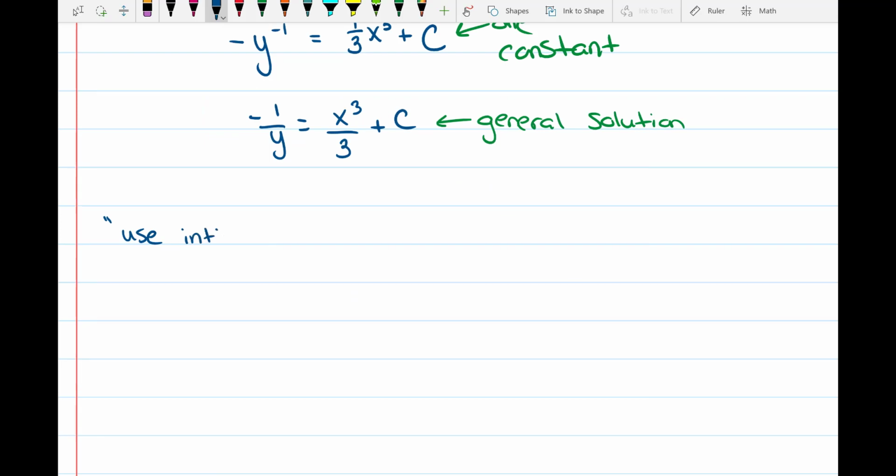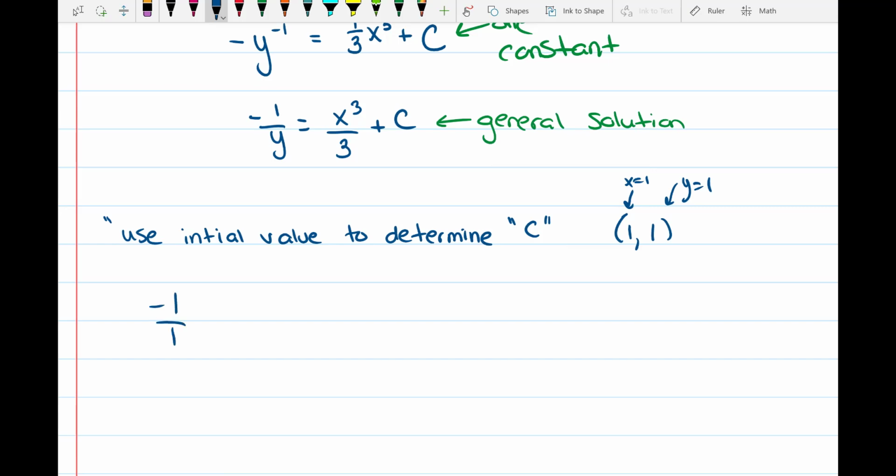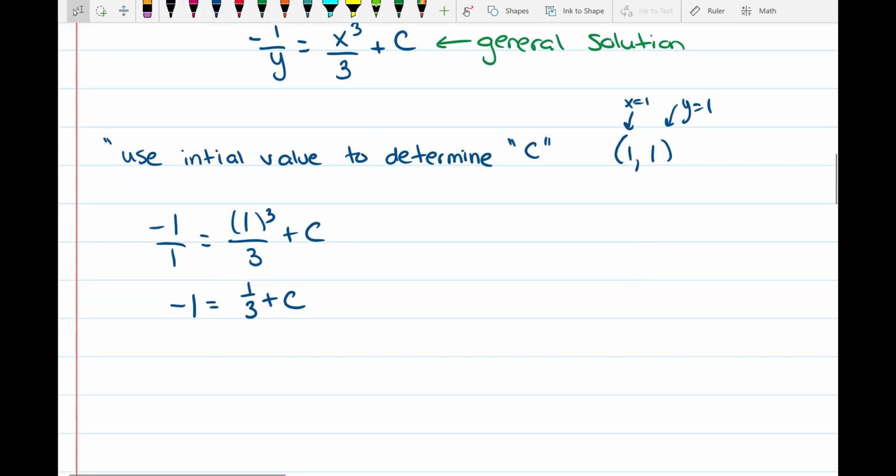And now we're going to use our initial value to determine c. So if we go back to the beginning, our initial value is 1, 1, because x equals 1 and y equals 1. So we just plug those in, and we get negative 1 over 1 equals 1 cubed over 3 plus c. So I get negative 1 equals 1/3 plus c. I'm going to subtract 1/3 from both sides, and I get negative 4/3 is equal to c.